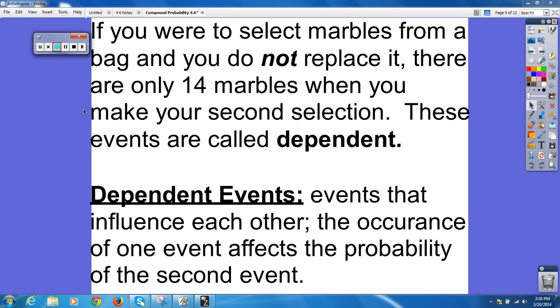All right, if you did not get a chance to finish writing the notes in class, we'll start from where we left off. So it says, if you were to select marbles from a bag and you did not replace it, there are only 14 marbles when you make your second selection. These events are called dependent. Like we talked about in class, dependent means that they do affect each other somehow. Dependent events are events that influence each other. The occurrence of one affects the probability of the second. If you don't have these notes written out, press pause on the video and write them out.